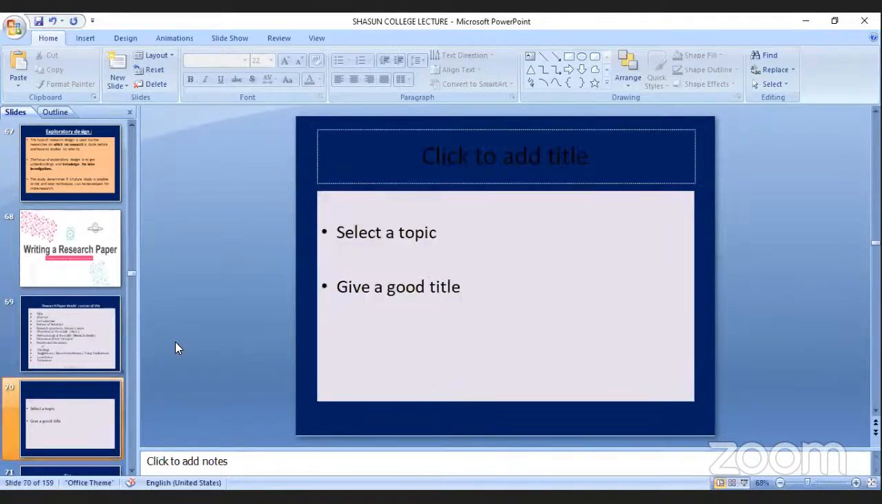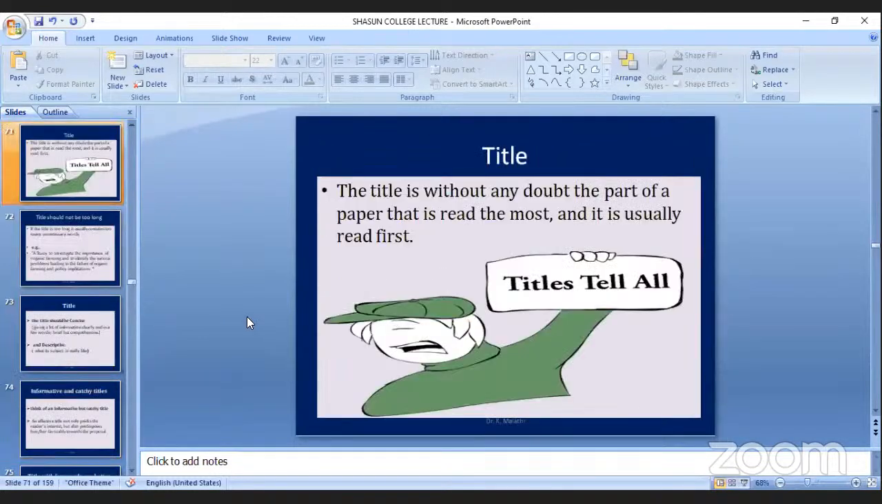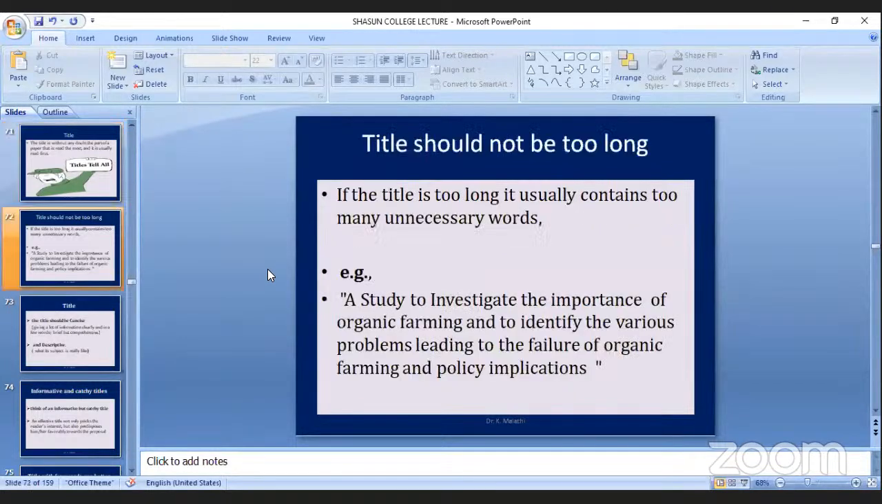Okay, so first is selecting a topic. When you select a topic, I told you how: you take a research problem, a research issue, and give a good title. That will be your first and foremost thing, giving a good title. You may wonder why ma'am is talking about the title here. See, the title plays a very important role because the title will tell everything. With the title itself, you will know what your paper is all about.